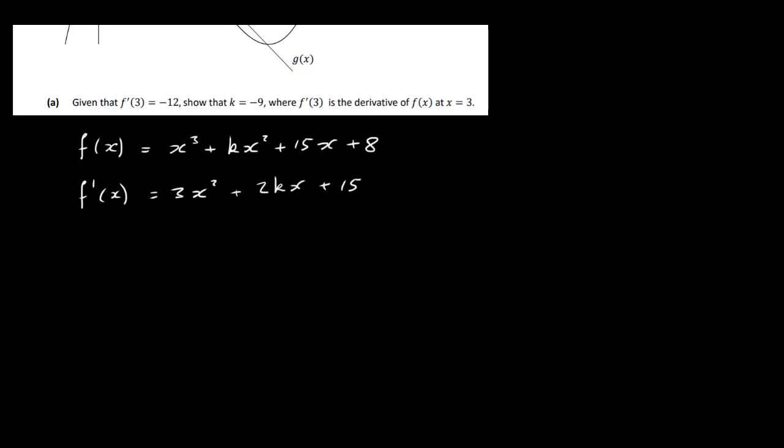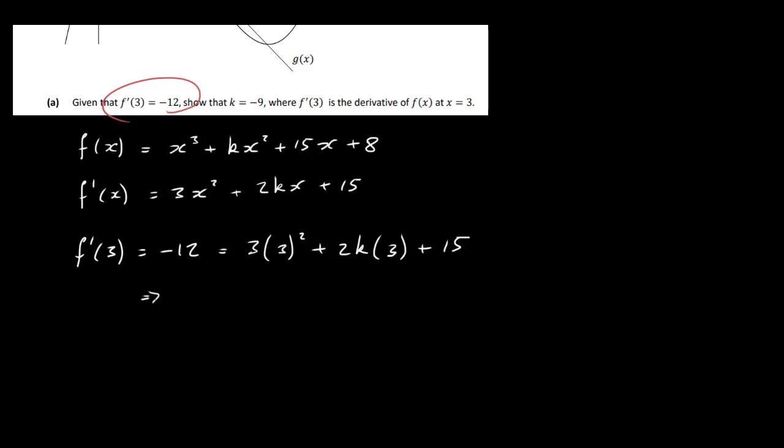So when we do f dash 3, we get minus 12. We're given that in the question here. And we know that that's going to be equal to 3 with 3 squared plus 2k with 3 in there instead of x and plus 15. Okay, so let's work this out then. We have 3 3s are 9, 3 9s 27, plus 2 3s 6k plus 15.